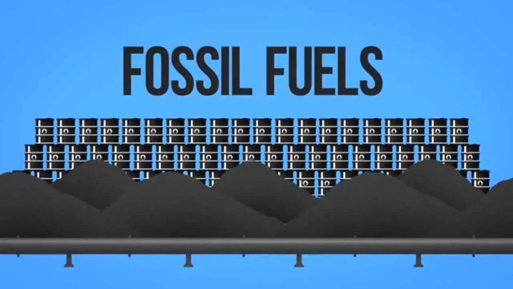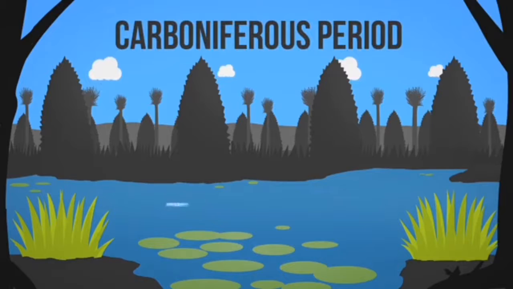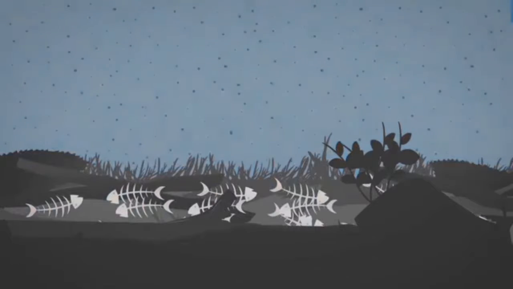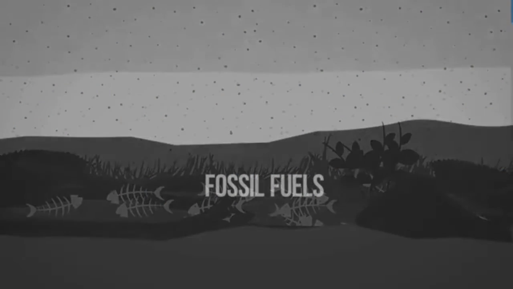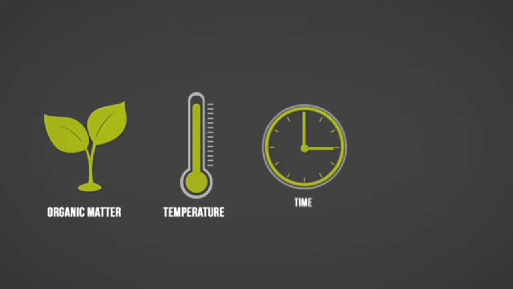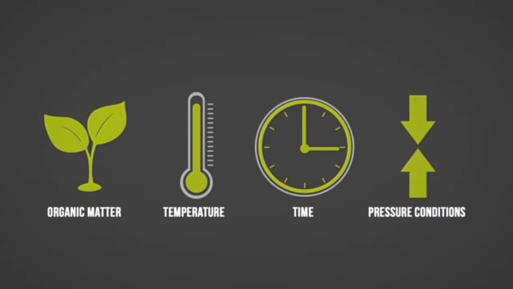Fossil fuel is a term used to describe a group of energy sources that were formed from ancient plants and organisms during the Carboniferous period, approximately 360 to 286 million years ago, even before the age of dinosaurs. At that time, the land was covered with swamps filled with organisms and plants. As they died, they sank to the bottom of swamps and oceans and over millions of years started decomposing under layers of sand, clay, and other minerals. Different types of fossil fuels formed depending on the combination of organic matter, temperature, time, and pressure conditions while decomposing.